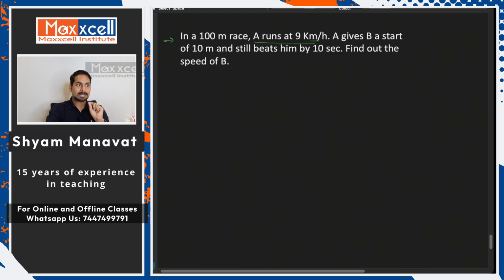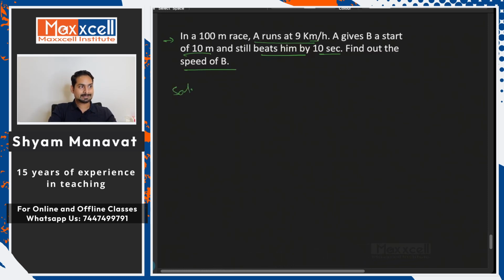So the speed of A is given. Now this time, let me skip some steps and make it a short explanation. A gives B a start of 10 meters and still beats B by 10 seconds. A gives a start of 10 meters to B and still beats him by 10 seconds. Find the speed of B. Now I'll start this way.